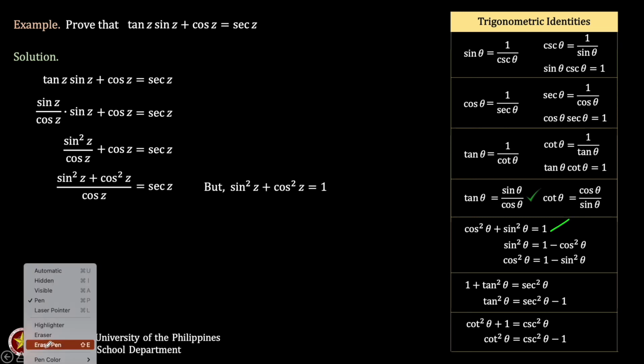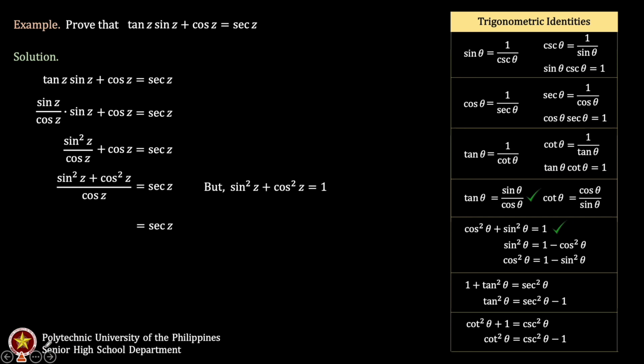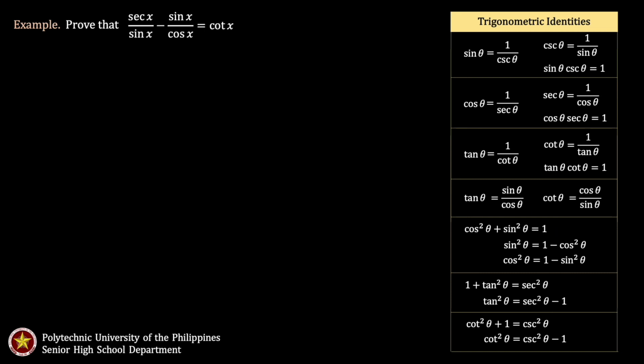So we can use that identity to obtain 1 over cosine z on the left part. But 1 over cosine z is equal to secant z. And now, our job is done. For our last example, prove that secant x over sine x minus sine x over cosine x is equal to cotangent x. Okay. So this is given.